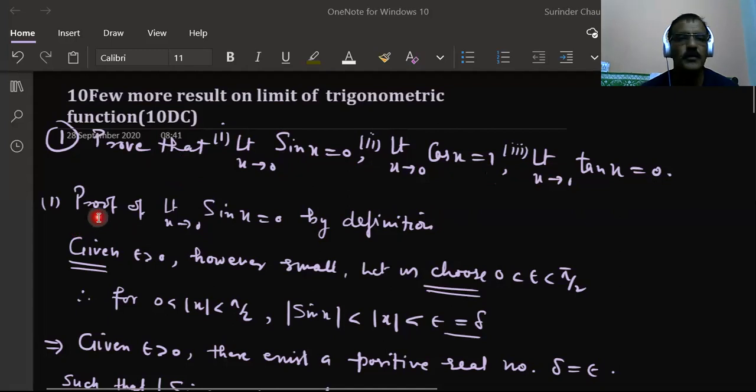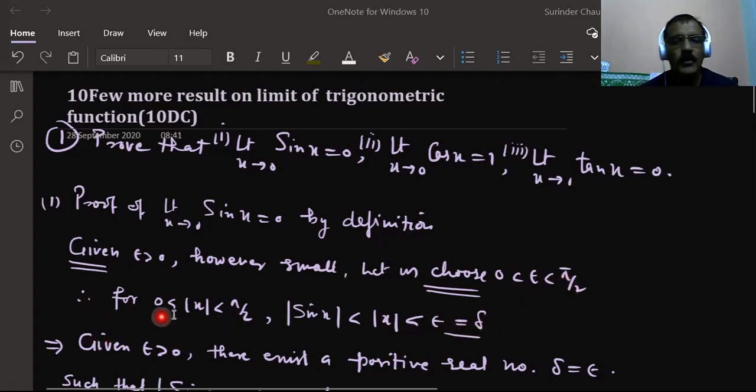To prove the first result, limit x tends to 0 of sin x is 0, using the definition. So in this, if you compare this function with the definition, f(x) would be sin x and L is 0. A in this case would be 0. So we'll find the relation between delta and epsilon. Now in this case, given epsilon, however small, we'll choose epsilon to be lying between 0 and pi by 2. 0 less than epsilon less than pi by 2.